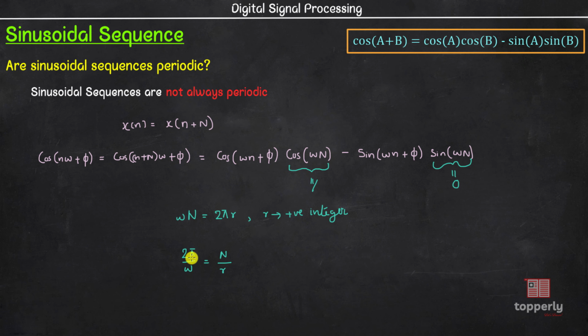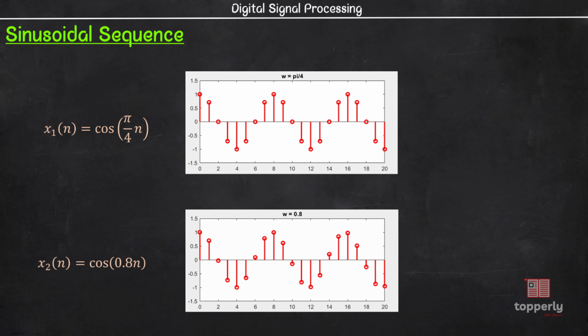And since pi is an irrational number, the ratio can be rational only when pi is cancelled out of the ratio. So, a necessary but not complete condition, I'm repeating again, a necessary but not complete condition for a sinusoidal signal to be periodic is that omega should be some multiple of pi. And the full condition is that the ratio 2 pi by omega should be rational. As an example, consider these two sequences.